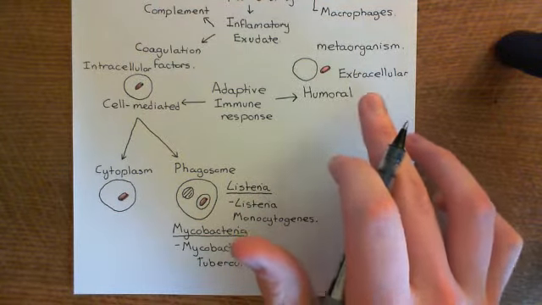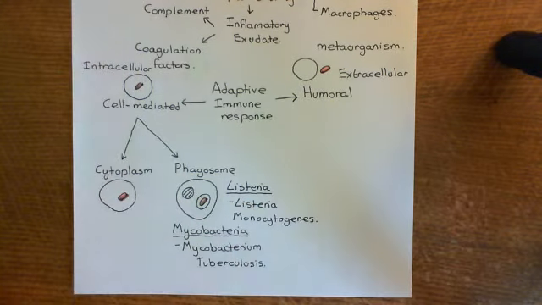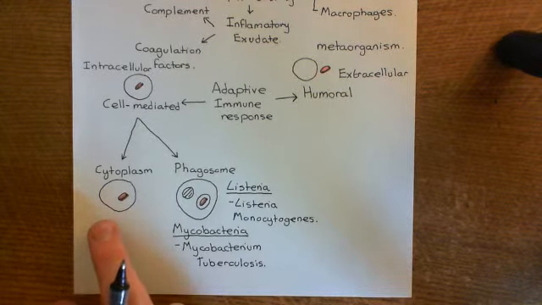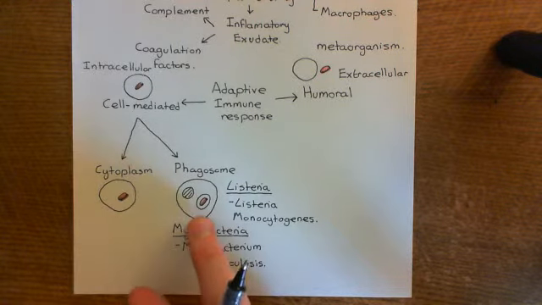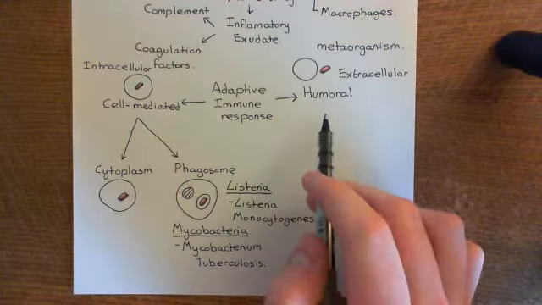One where you have an extracellular pathogen, and then two where you have intracellular pathogens. One where it's living within the cytoplasm of the cell, and the other where it's living within a phagosome within the cell. Okay, so let's begin with the humoral adaptive immune response. What will happen is that a professional antigen-presenting cell will phagocytose the extracellular pathogen.